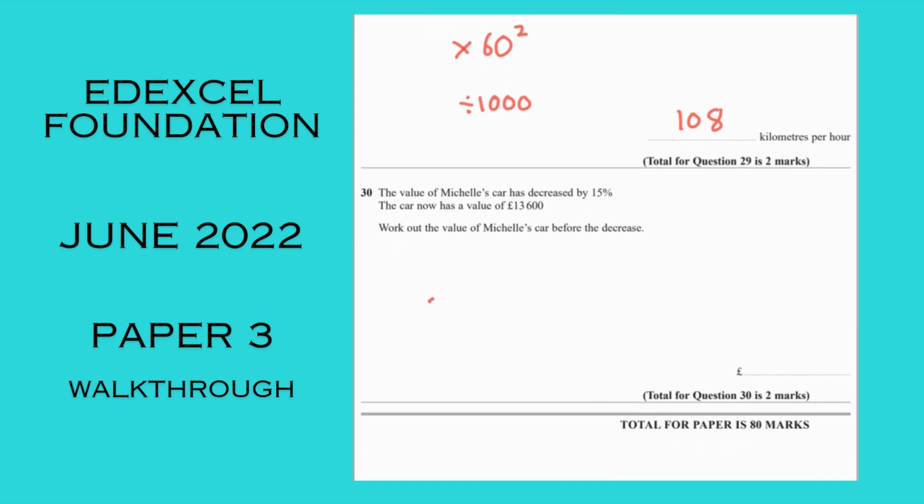Finally, reverse percentages. If something is decreased by 15%, your multiplier was 0.85. But because you know the final amount, not the original amount, you need to work backwards. So take your 13,600 and divide by the multiplier. Gives you a nice looking answer of £16,000. And there we go.